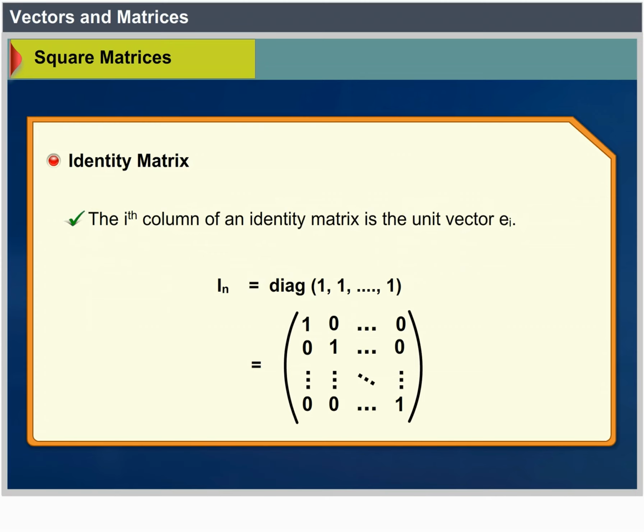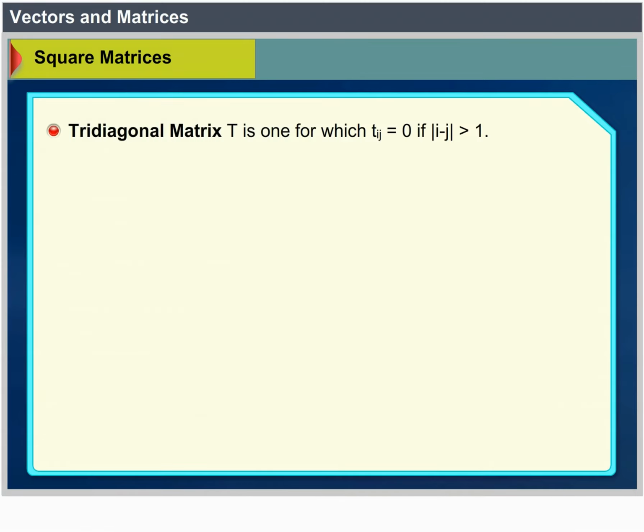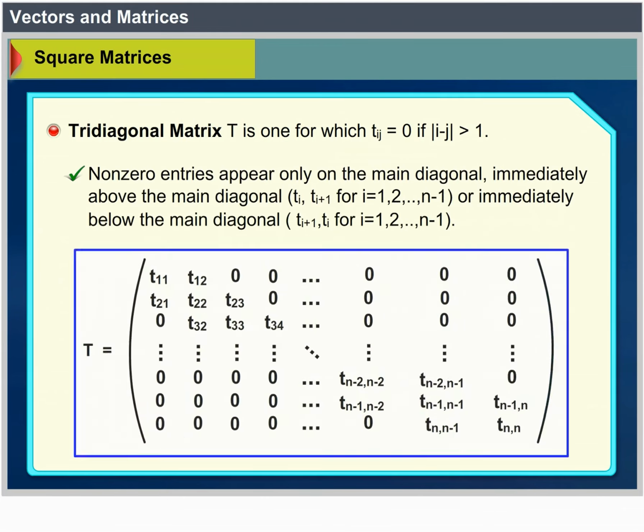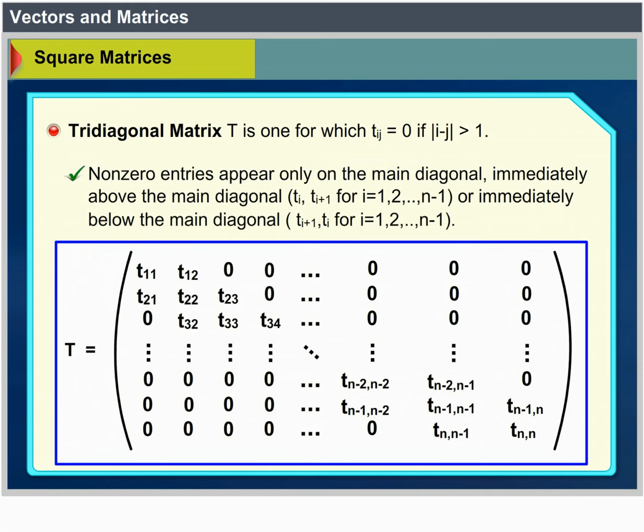Tri-diagonal matrix. A tri-diagonal matrix T is one for which t_ij = 0 if the modulus of i minus j is greater than 1. Non-zero entries appear only on the main diagonal, immediately above the main diagonal, t_(i,i+1) for i = 1, 2, up to n minus 1, or immediately below the main diagonal, t_(i+1,i) for i = 1, 2, up to n minus 1. The tri-diagonal matrix is shown here.